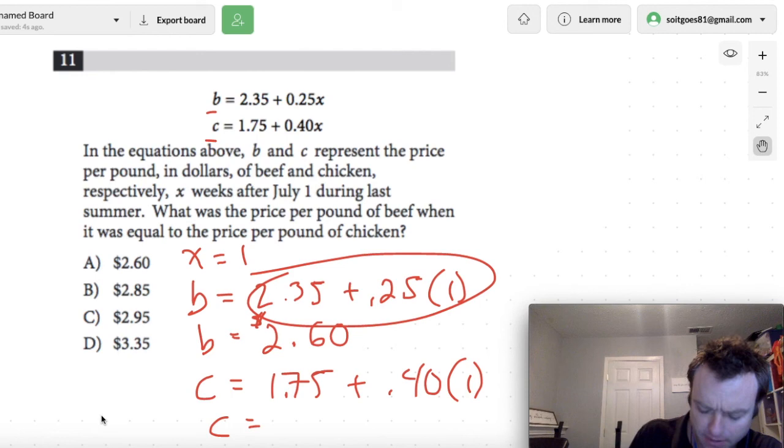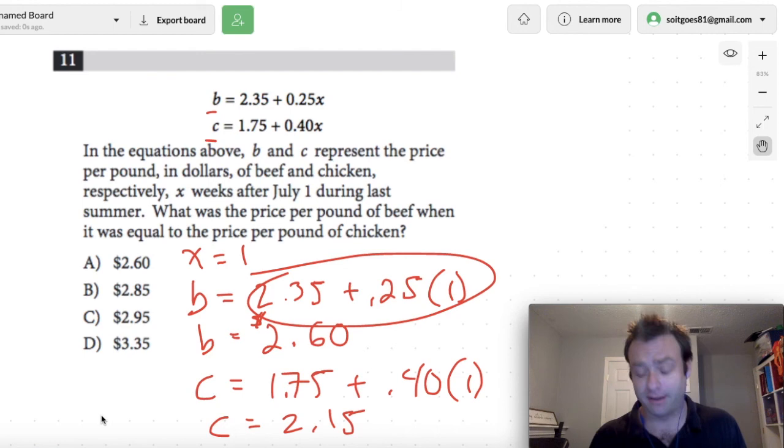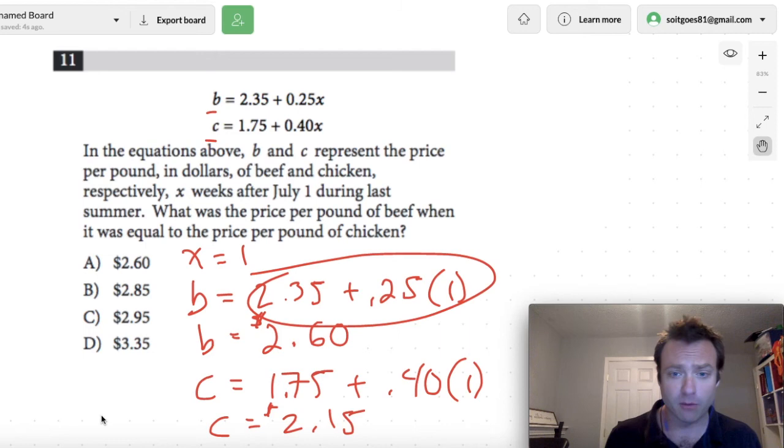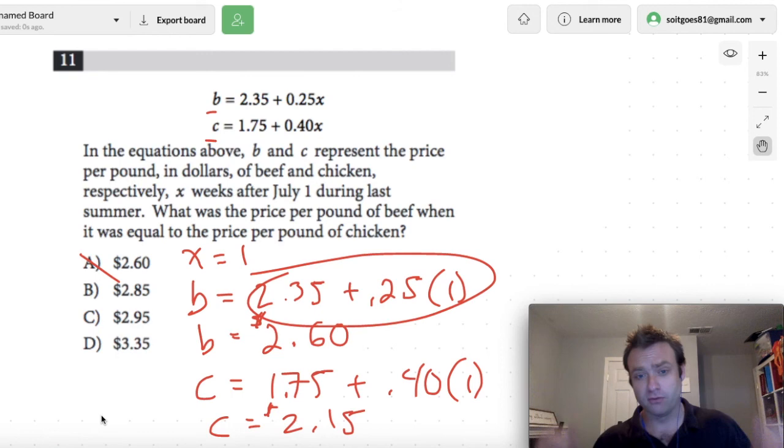You could be uncertain about it, but is it going to be 260? No, it's not going to be 260. Those aren't equal, so x isn't 1. And by the way, we can eliminate answer choice A, because when beef is 260, chicken's not 260, so A is gone. Does that make sense? Yes. Okay, great.